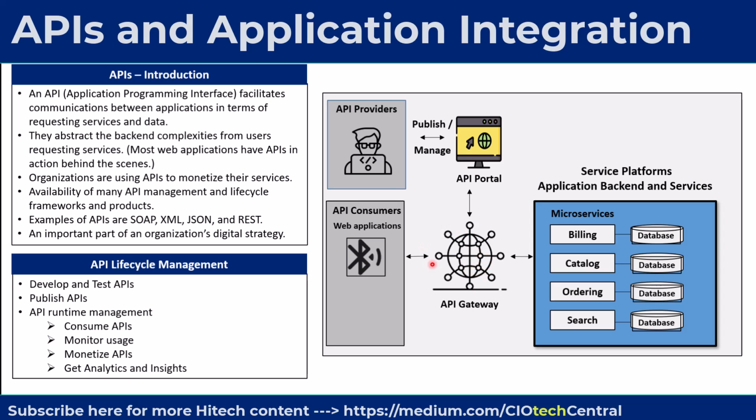The key components of API runtime management include the following. Consume APIs. Once APIs are made available in the runtime environment, API consumers can discover and consume those APIs. The second step is the monitoring of usage. As we will see later, sophisticated API gateway solutions provide a lot of functions where usage of those APIs is monitored. API gateways also help in monetizing of APIs.